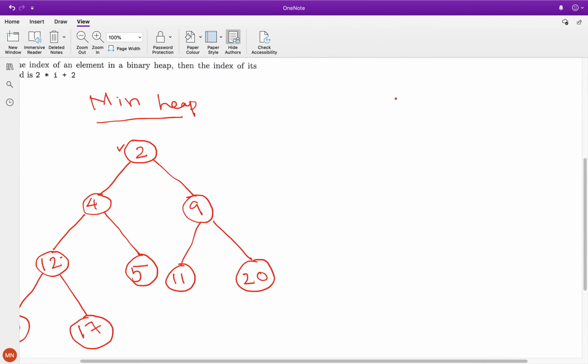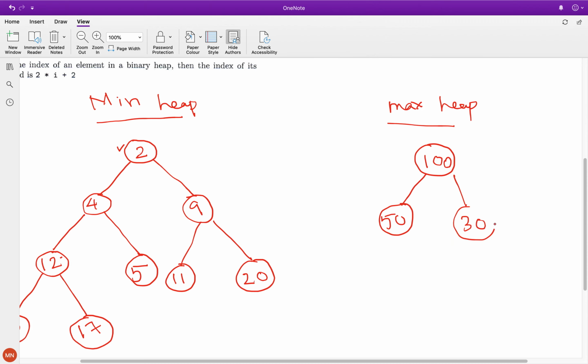Now if you take an example of a max heap, the value at the root should be the largest among all the values present in the entire data structure or entire binary heap. So if you have 100 here, you can possibly have 50 here, and you can have 30 here. We are not looking at whether the 50 should come on the right side or 30 should be on the left side. There is no such restriction for a binary heap.